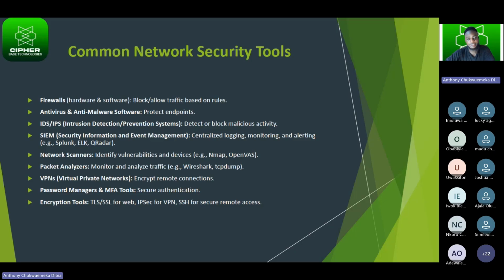Then we have encryption tools. We have TLS and SSL. I think TLS is Transport Layer Security. This is the encryption method that HTTPS uses. So HTTPS, the secure one, uses TLS and SSL. Then we have IPsec, an example of IP security is a VPN. We also have SSH for secure remote access. Good.